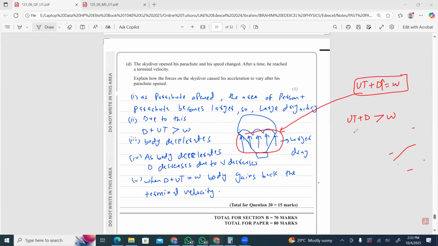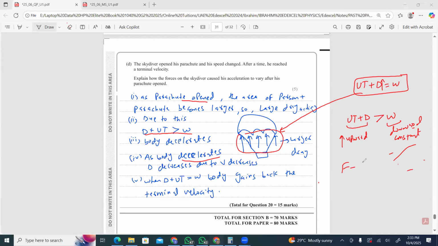So these two are upward forces, correct? And this is the downward force. So the upward force is increased while the downward force is still constant because the weight is constant. So because the upward force is increased, the body starts to decelerate. Initially, when you open the parachute, the balance of D plus UT is disturbed and D plus UT becomes greater than weight. Because of that, the parachuter starts to decelerate, and the speed is reducing.